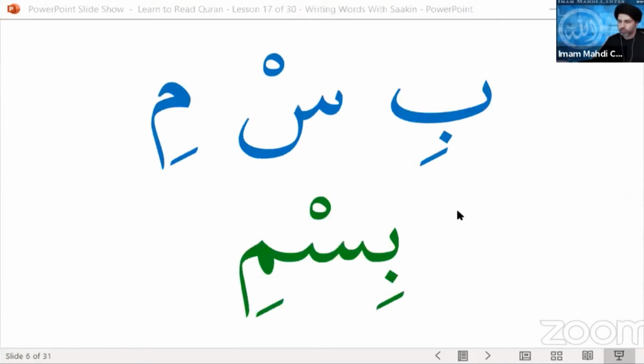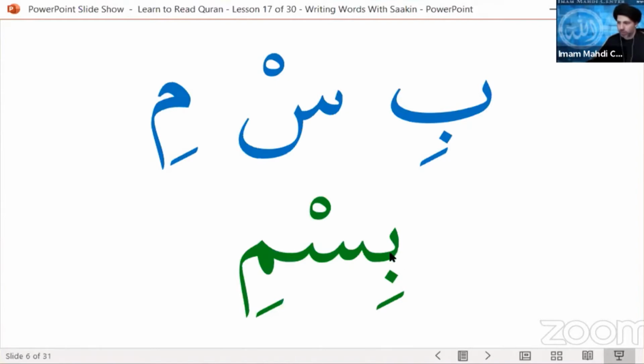Our next word, which we also did last night, if you remember from our lesson yesterday, this is ba with kasra. So by itself it's pronounced be. But it's followed by a sin that has Saakin, so we have to connect the sin to this ba. So we say bis. And then we move on to the next letter. The mim has kasra, so it's pronounced me. So this is bis me.